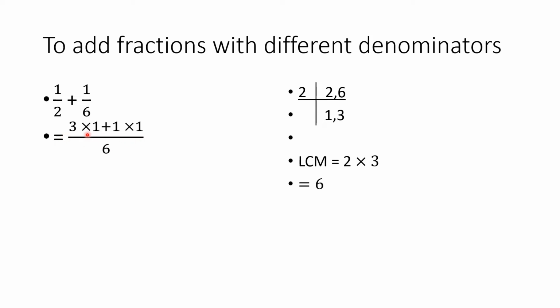Now we will solve this. Always do multiplication first. 3 ones are 3 and 1 ones are 1. So we will write 3 plus 1 divided by 6. So here 6 is the denominator and 3 plus 1 equals to 4 is the numerator. So our new fraction is 4 by 6. It is our sum. But we can simplify it also because there is a common factor which is 2. So we will divide numerator and denominator by common factor 2. So 2 2s are 4 and 2 3s are 6. So it is 2 by 3.